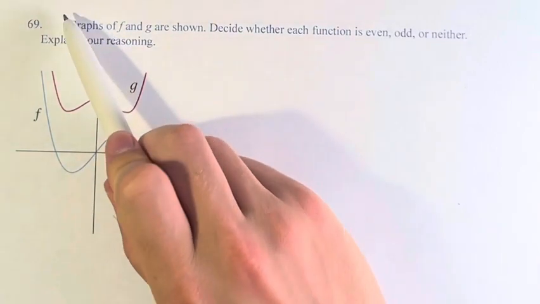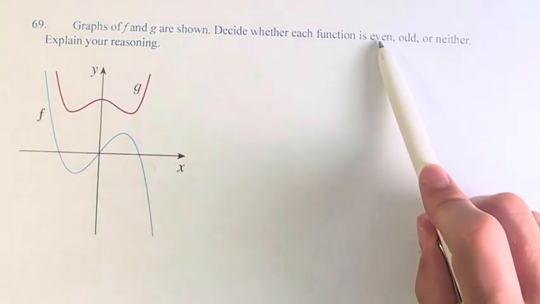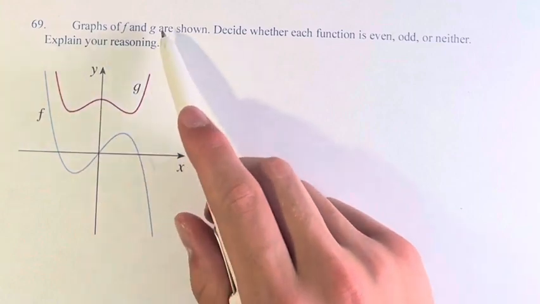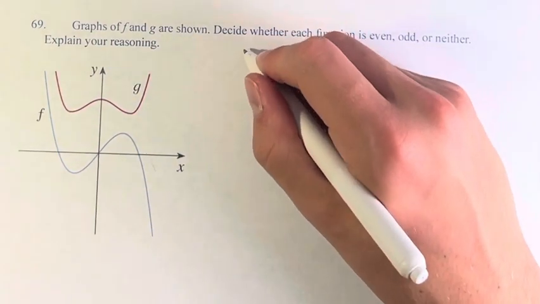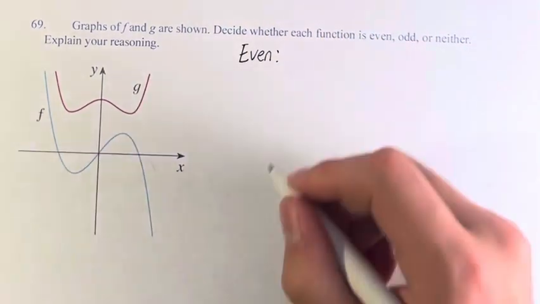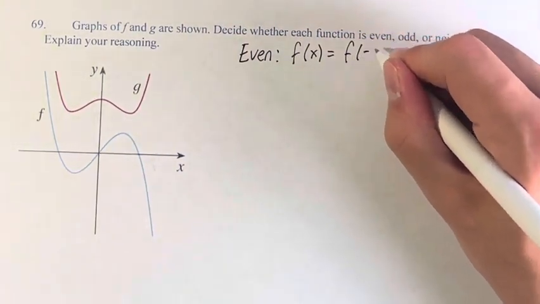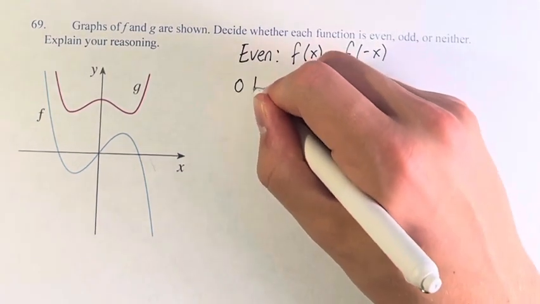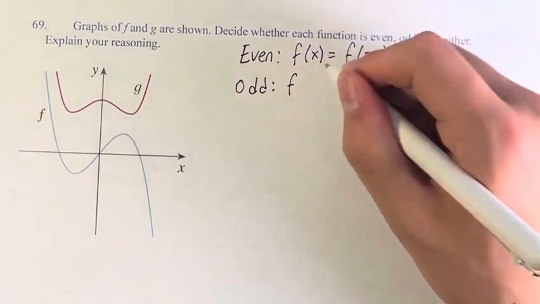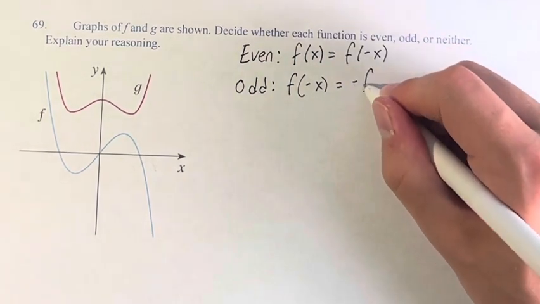In this problem, we're told that the graphs of f and g are shown, and we're asked to decide whether each function is even, odd, or neither, and to explain our reasoning. So the definitions of even and odd: an even function is one such that f of x is equal to f of negative x, and in an odd function, f of negative x is equal to negative f of x.